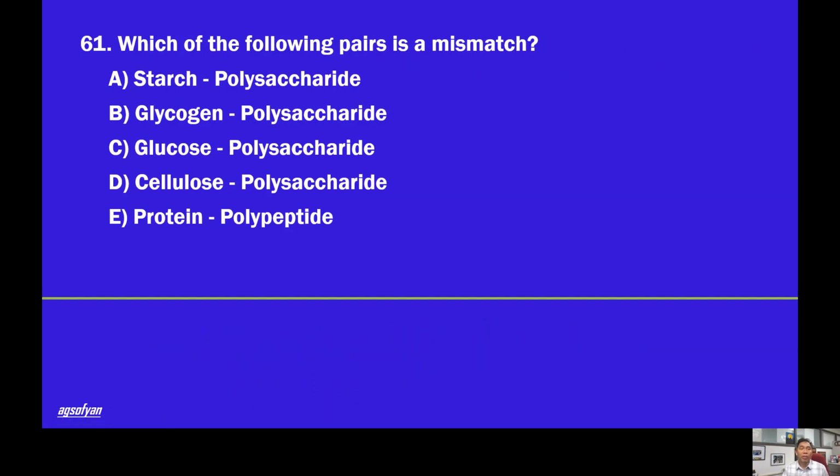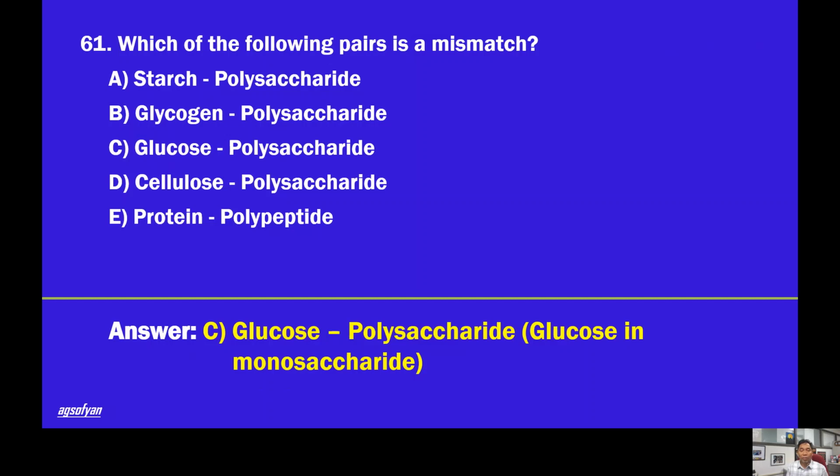61. Which of the following pairs is a mismatch? A. Starch, polysaccharide; B. Glycogen, polysaccharide; C. Glucose, polysaccharide; D. Cellulose, polysaccharide; E. Proteins, polypeptide. Choose your answer. Yes, the answer is glucose, polysaccharide. So glucose is not a polysaccharide. Glucose is a monosaccharide. So this is a mismatch.